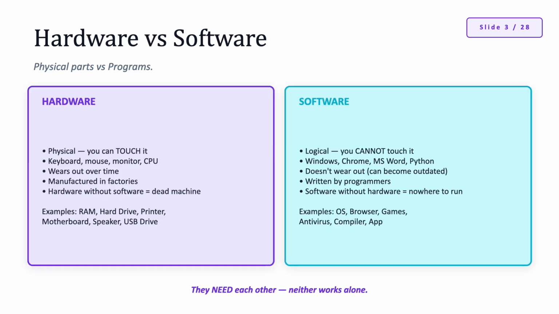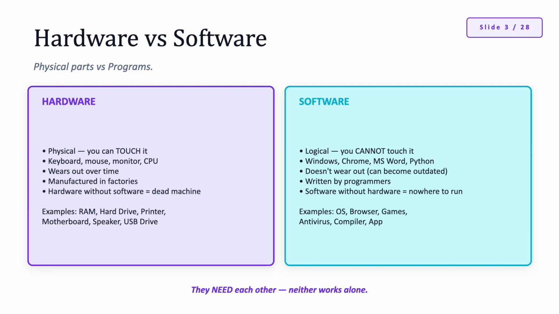Let's understand the two main categories. Hardware is everything physical: the keyboard you type on, the screen you look at, the processor inside the cabinet, the wires connecting everything. If you can touch it, it's hardware. Software is a set of instructions that tells hardware what to do. You can't touch software, it exists as code. Windows, Chrome, MS Word, games, all software.